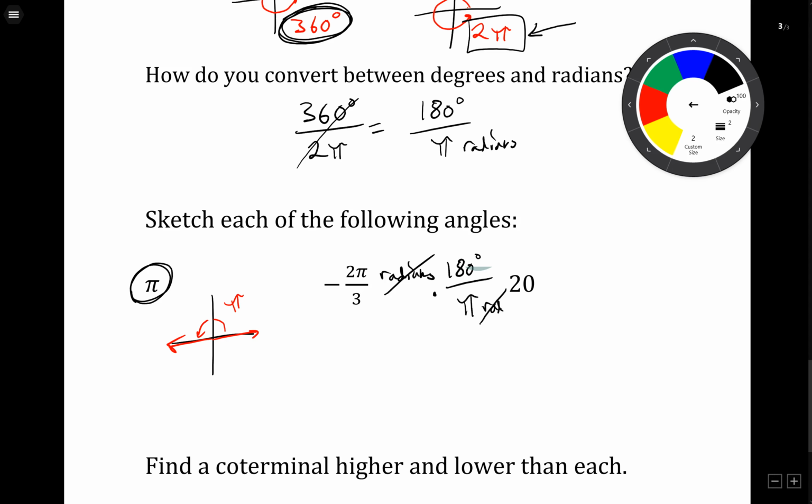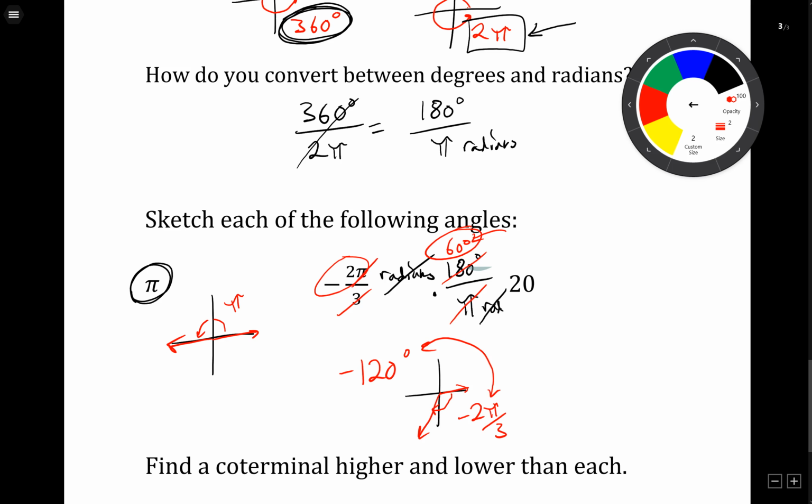So let's simplify here. I can cancel the pi. I can reduce 180 and 3 to 60. And now I just have negative 2 times 60, which is negative 120. The degrees stay because although the radians were canceled, the degrees were not. So this is negative 120 degrees. That angle, remember I'm moving negatively, so it looks something a little past 90 degrees, something like this. This is negative 2 pi over 3, which we decided is the same as negative 120 degrees.